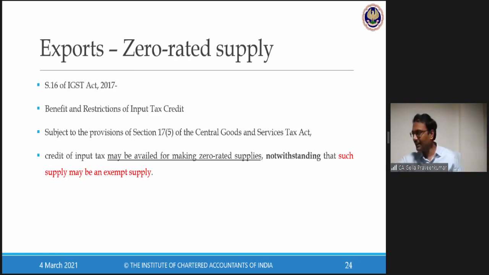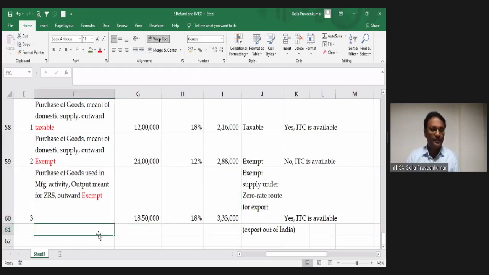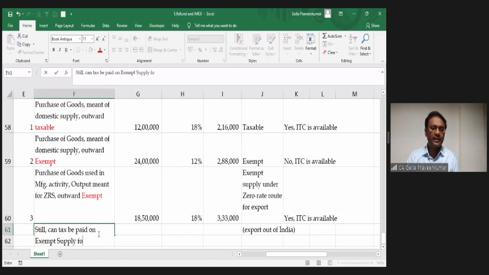Next question comes. There is one more question which one of you asked. I don't remember the name. Let me go back to your Excel file. The question asked here is, sir, I know that it is exempt. Still, can tax be paid on exempt supply for a zero rated route?